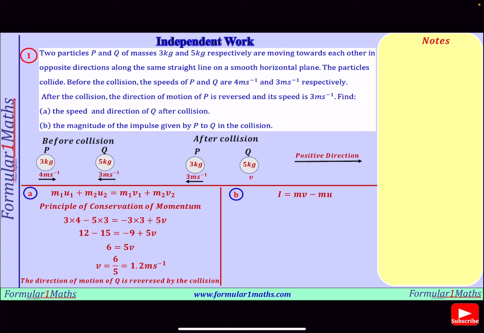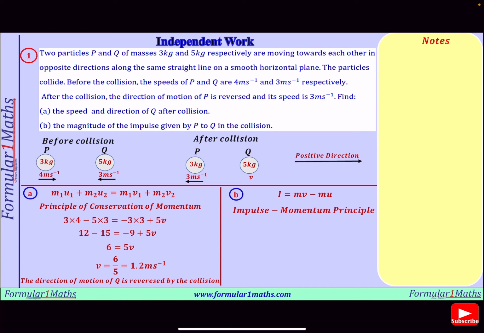For B, we use the impulse momentum principle. We're going to choose one of the particles and use it to calculate our impulse. It doesn't matter which one you choose because we are looking for the magnitude of the impulse. As an exam technique, I will avoid using a value that I've calculated in the previous question.